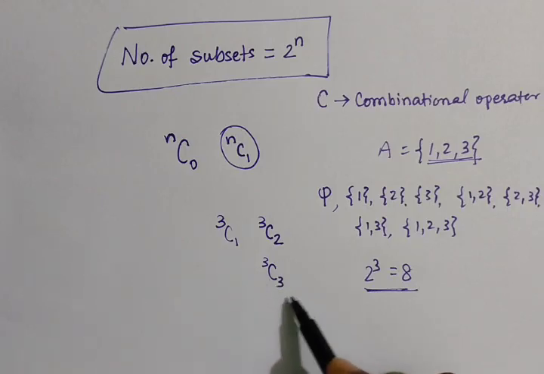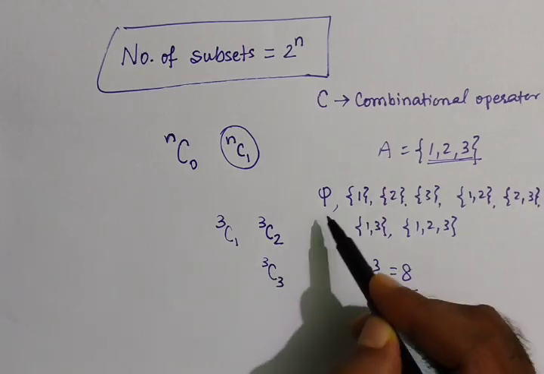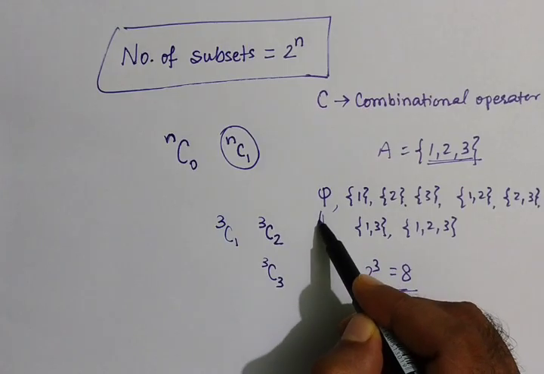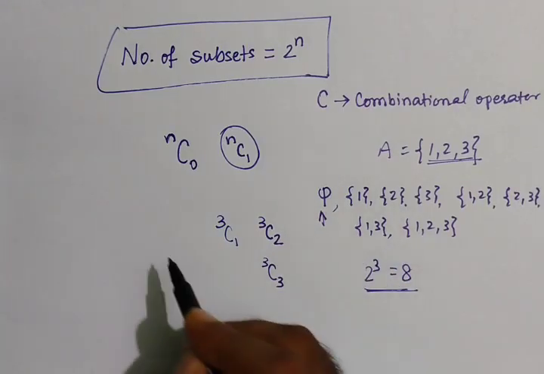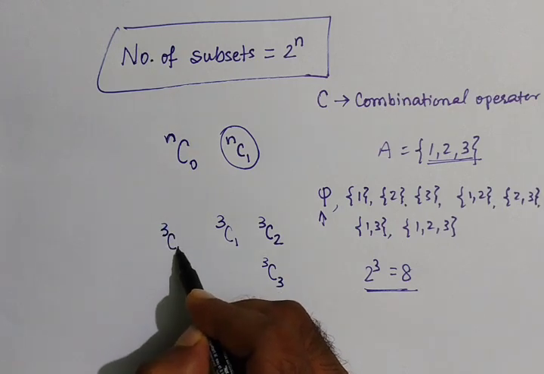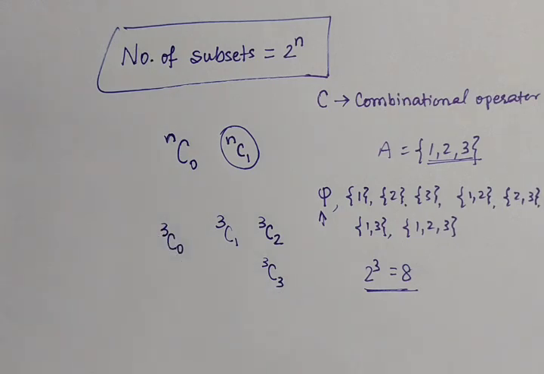This 3C3 provides us the number of subsets with 3 entries only. Okay. Now what about this empty set? In this we have no entry, 0 elements. That means we are going to select 0 elements out of 3. So how will we represent it?